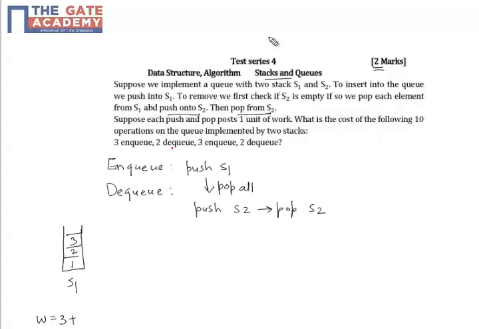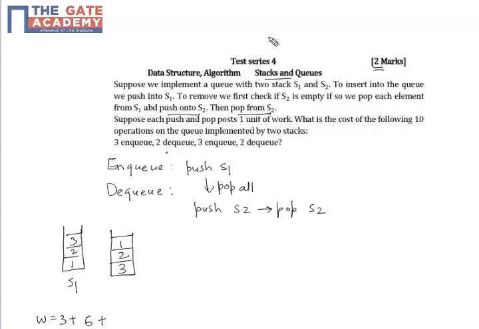Now there are 2 DQ operations. To perform them, I'll pop elements from S1 and push those elements into S2. So I'll pop one element from S1 and then push that element into S2. So 3 will come here, then 2 will come here, and 1 will come here. How many units of operation have I done here? I've done 6 units of work because I performed 3 pop operations and 3 push operations. So this is nothing but 6.